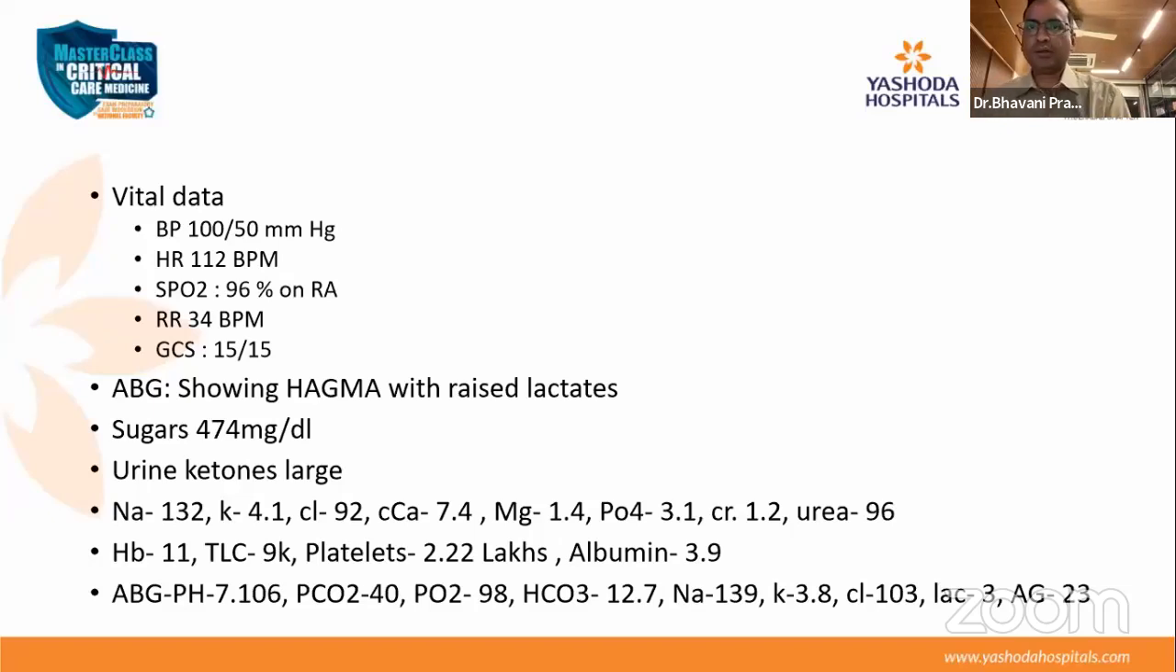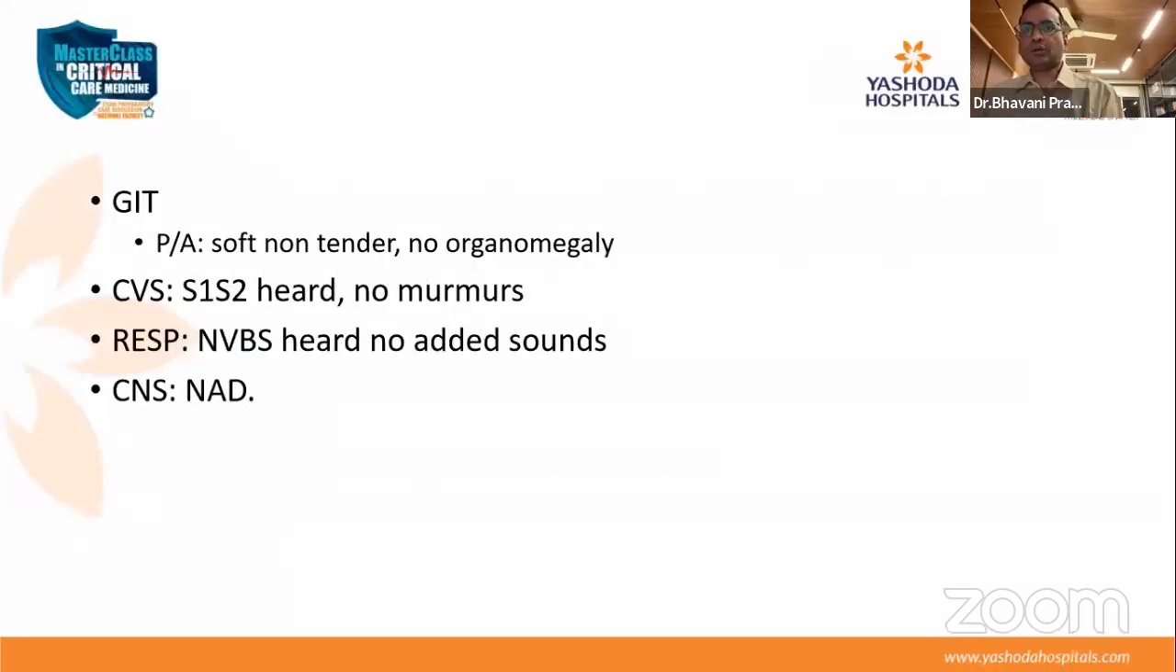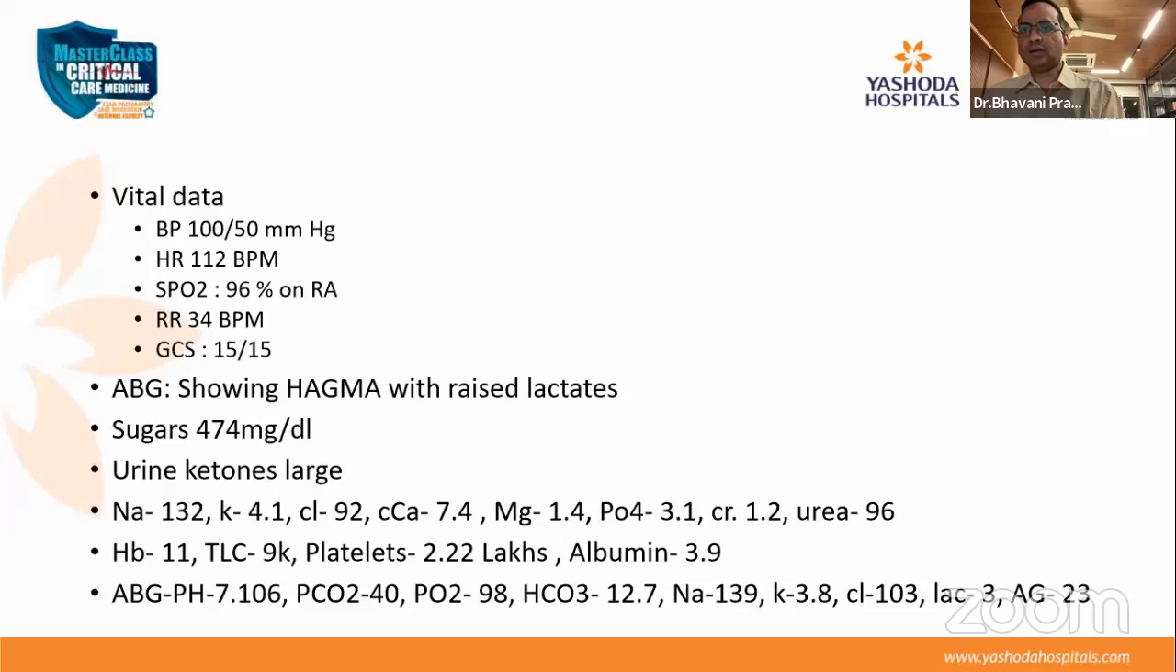If you see the history here, we are focusing more on the orbital pain, right facial pain, and three episodes of vomiting. But subsequently, you were discussing high blood sugars, high anion gap metabolic acidosis, and urine ketones being highly positive. Is there no history of polyuria, polydipsia, any weight loss, any history of why this got precipitated? Those things need to be mentioned, because you are focusing on diabetic ketoacidosis as the predominant cause, but your lab values are not reflected in the history.